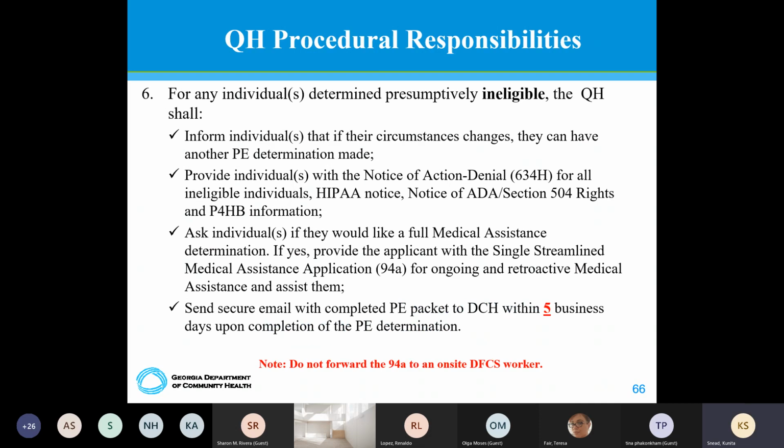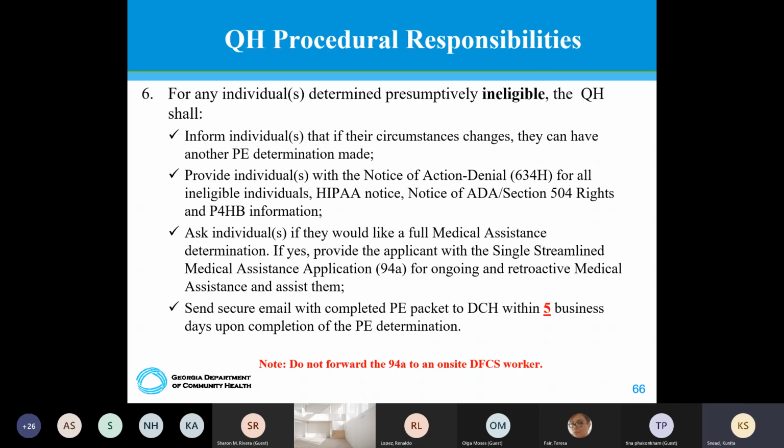If you made a determination and the particular individual was ineligible, then you're going to let that person, or those individuals, know that if their circumstances change, they can come back and reapply for presumptive. They do not have to wait those 2 years, like a pregnant woman does not have to wait till she's pregnant again. That's only if they were approved. But if they were not approved, they can come back and have a PE determination made if their circumstances change.